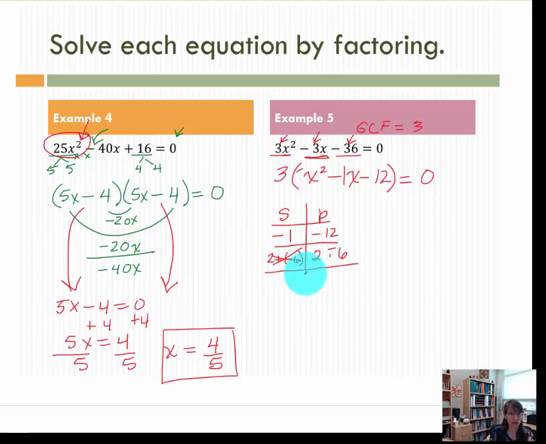So we need to try some other factors of 12. Maybe 3 times 4. Again, our larger factor needs to be the negative number in order for the sum to be negative. 3 added to negative 4 does make negative 1. So we found the replacement for the middle term. Keeping our original common factor of 3, we now have x squared plus 3x minus 4x minus 12 equals 0.